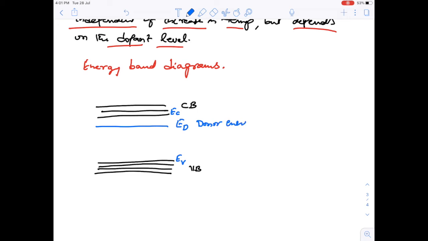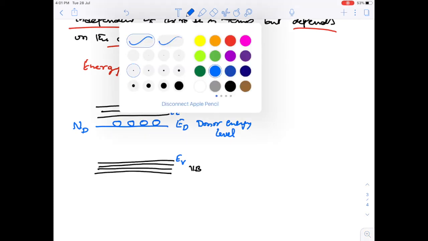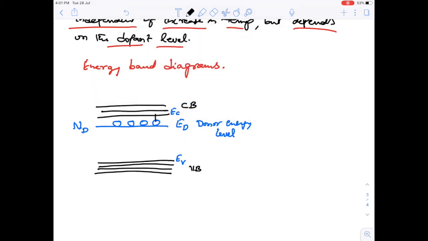Donor energy level. Now how many atoms do we have? ND, the concentration of donor atoms. Those many donor atoms that you have. So these are donor atoms. Now these donor atoms will give away one electron. Each donor atom is donating one electron and making it free. So free electrons, where do you find them? In the conduction band. So they go to the conduction band energy level. Therefore, because they are giving away one electron, they become positive ions.